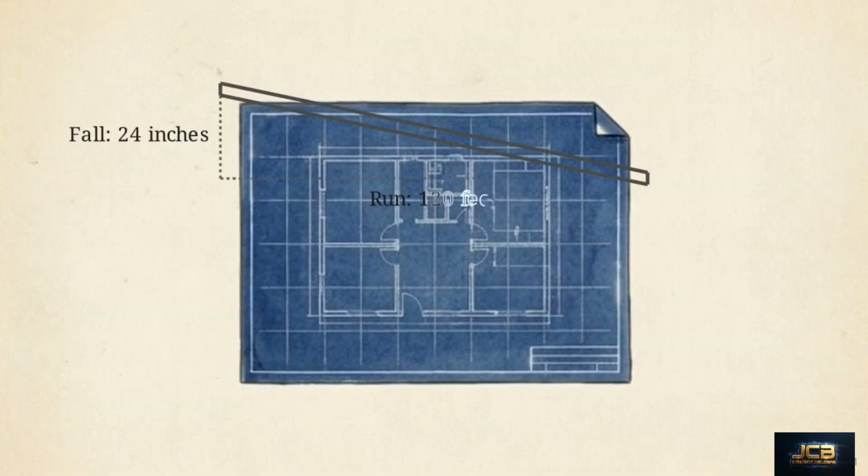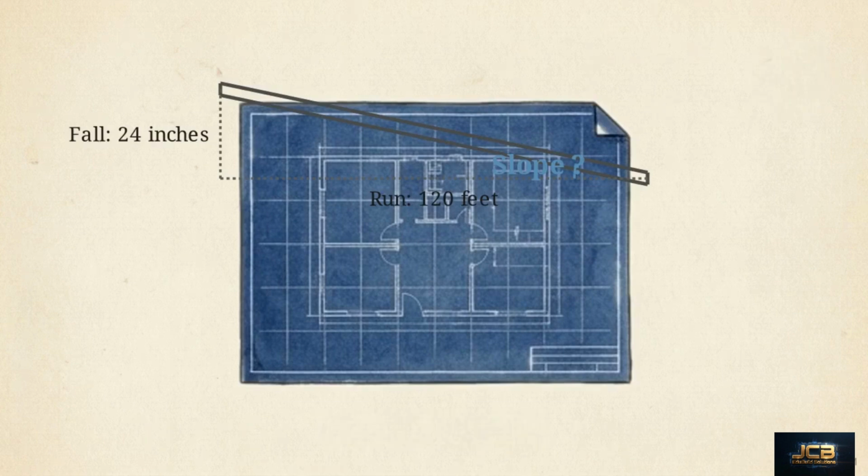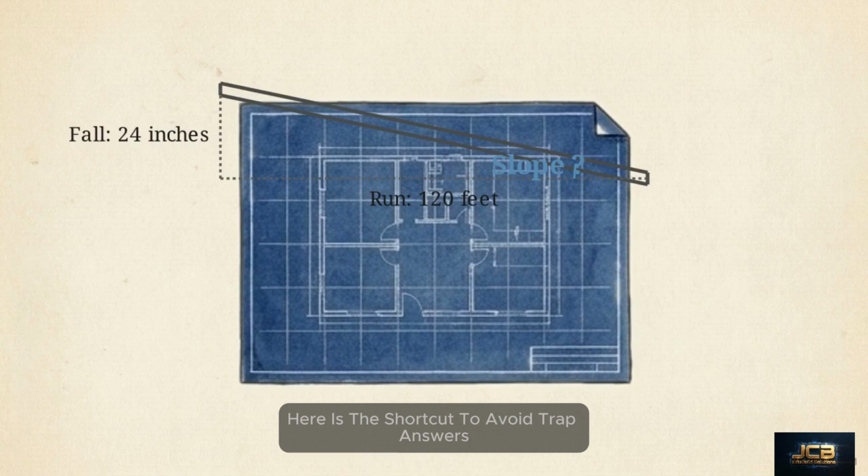Question 13. What is the slope of a pipe that has a fall of 24 inches over a run of 120 feet? The slope is roughly 1.6%. Here is the shortcut to avoid trap answers.